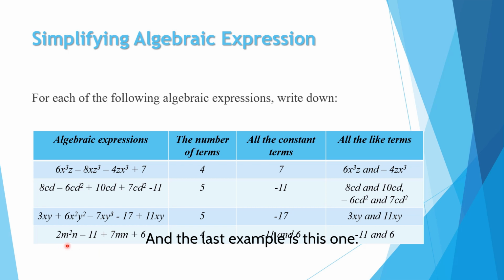And the last example is this one. The only constant terms should be minus 11 and 6. And there are altogether 4 terms. And because for the terms with letters, their indices are different, m squared n and mn, these two terms are not like terms. The only like terms are minus 11 and 6 again.